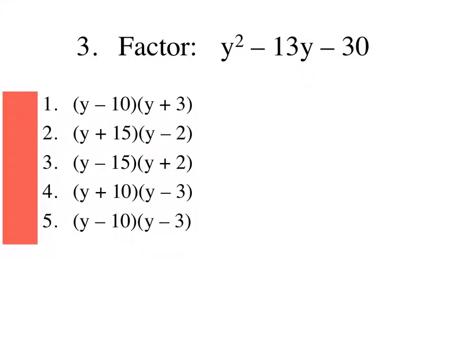Go ahead and try this one on your own and see if you can pick the factors that would match this trinomial. So you were looking for factors of negative 30 to give you negative 13. Again, because that's negative, they had to be opposite signs, and it should have been option 3 here.